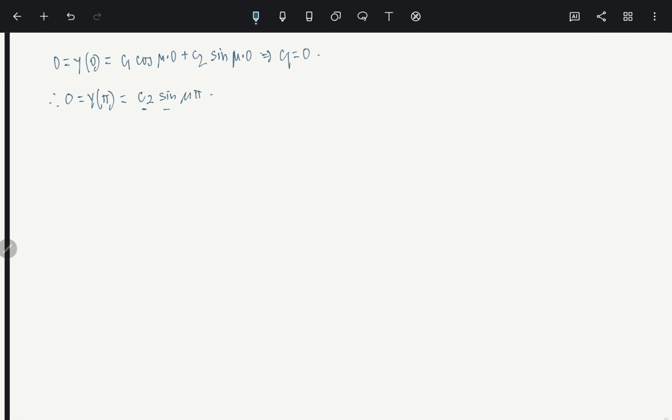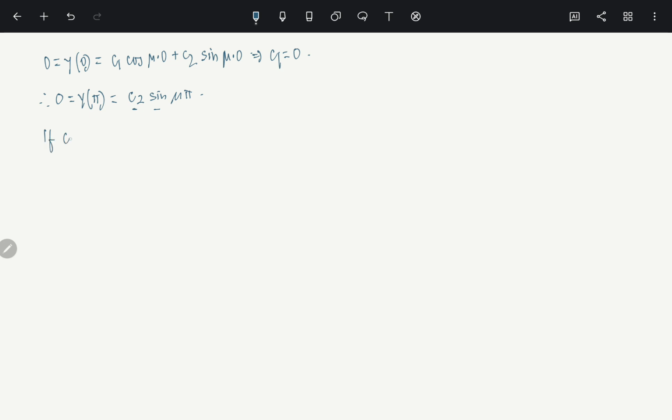Now if c2 is 0, and c1 is 0, then what we have is a trivial solution in that case. We do not want a trivial solution because that's not an interesting case, right? We want a non-trivial solution. If c2 is 0, we have a trivial solution, which we don't want. So if c2 is not 0, what happens? Then you have non-trivial solutions.